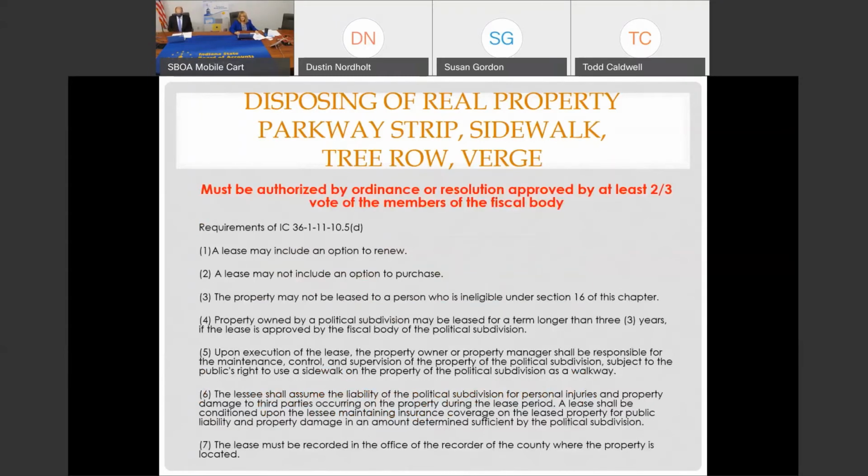Now I have the requirements here of 36-111-10.5D, and you can read through those at some other time, but what I wanted to call your attention to is that this has to be authorized by ordinance or resolution approved by at least 2/3 vote of the members of the fiscal body. So that's different than a lot of other votes that are taken. It requires that 2/3 vote.